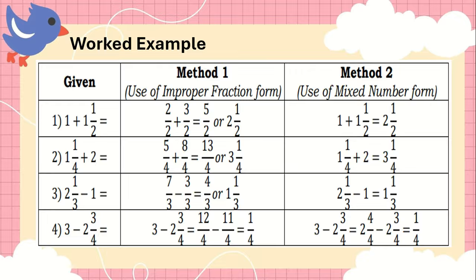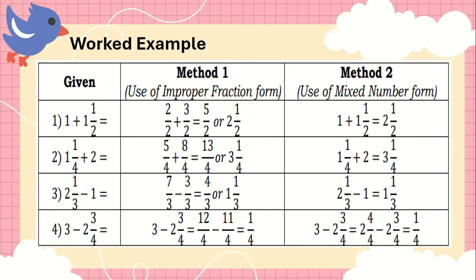For number 2, 1 and 1/4 plus 2 is equal to 5/4 plus 8/4 is equal to 13/4 or 3 and 1/4. For method 2, 1 and 1/4 plus 2 is equal to 3 and 1/4. For number 3, 2 and 1/3 minus 1 is equal to, for method 1, 7/3 minus 3/3 is equal to 4/3 or 1 and 1/3. Method 2, 2 and 1/3 minus 1 is equal to 1 and 1/3.